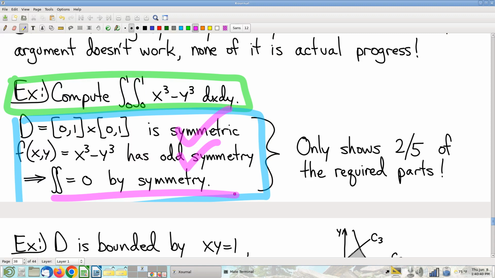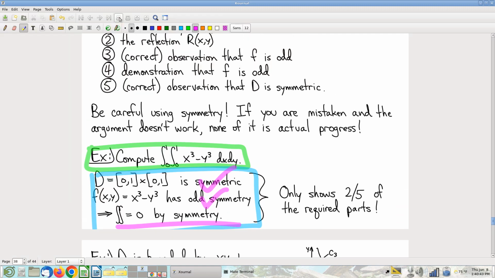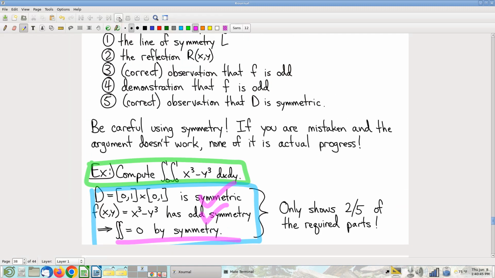This student has done 2 of the 5 requirements. The student has noted that the domain is symmetric, and that the function has odd symmetry. The student has absolutely failed to indicate what line. Symmetric over what? This domain's symmetric over 4 separate lines. Which one are you using? And this function's odd? Well, it's not just because it has odd numbers in it. Over what line is that function odd? Not clear, and certainly not indicated.